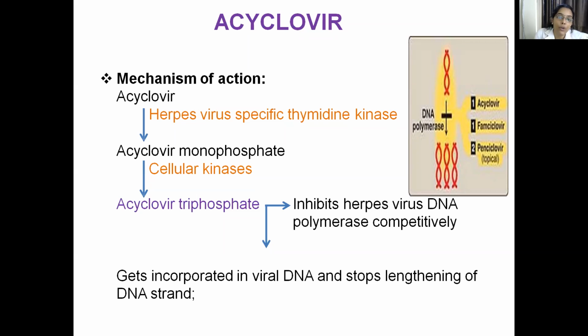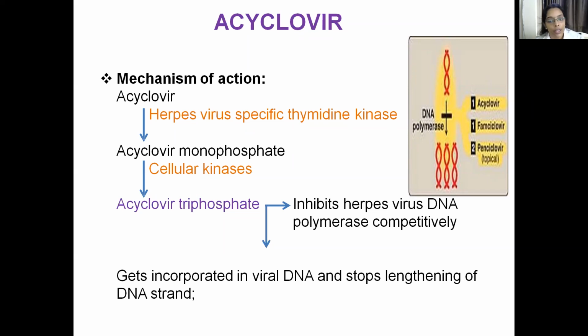depending on both the viral enzymes as well as the host enzymes. So utilizing the virus-specific thymidine kinase, it is converted to acyclovir monophosphate. That is the first step. Then utilizing the cellular kinases, that is the host cell enzymes, it is converted into acyclovir diphosphate and then to acyclovir triphosphate. Now this acyclovir triphosphate is the active form which inhibits the herpes virus DNA polymerase. It inhibits the DNA polymerase enzyme competitively.